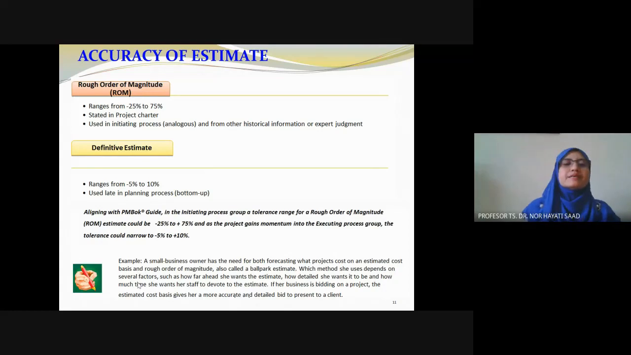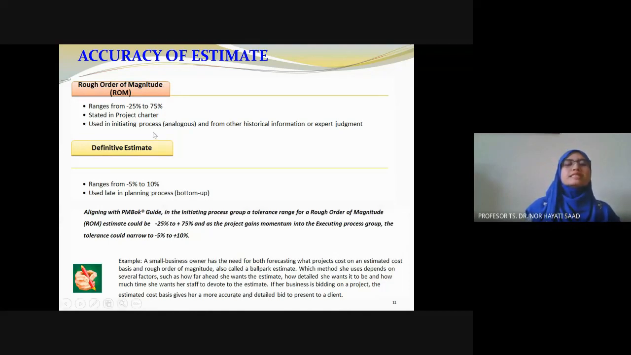Accuracy of estimate. Again, from the beginning, when we roughly estimate, we call it rough order of magnitude. It can be around 50% accurate. So the range can be an underestimate of around minus 25%, or an overestimate of up to 75%. In other words, the less accurate it is, the higher the risk to the team.